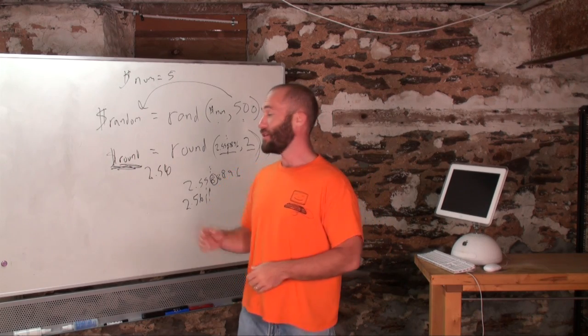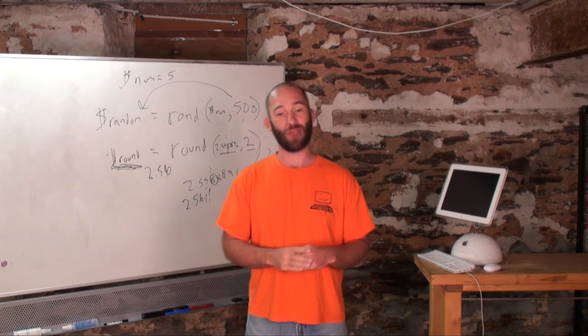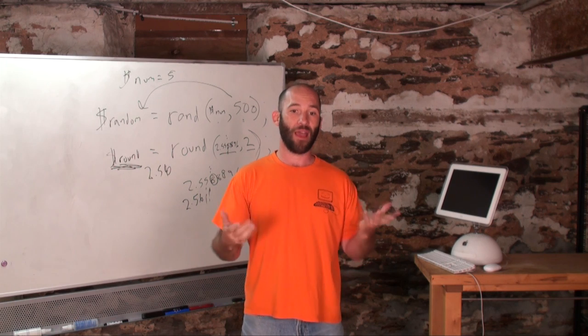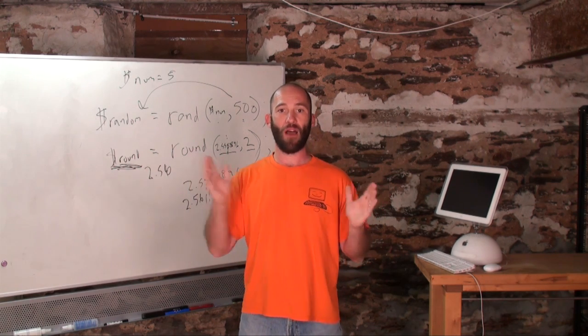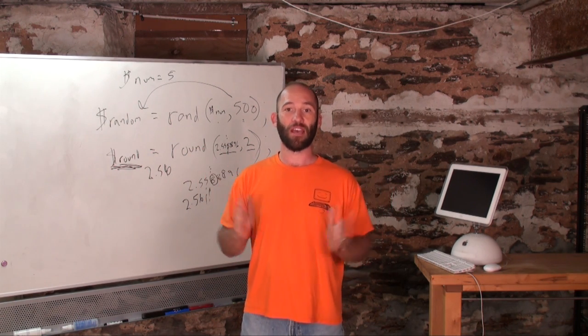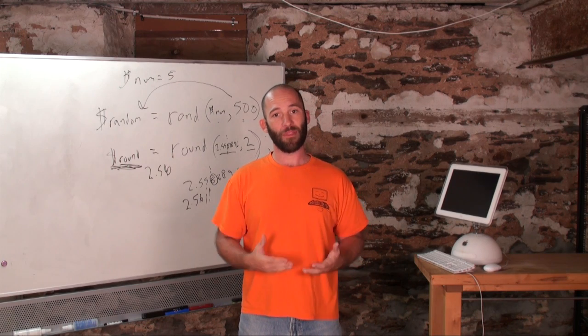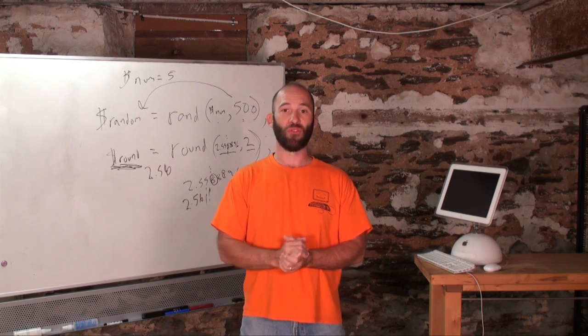And then finally, I showed you how to do both random and round. So random is where we come up with a random number, and round is where we round the number to a specific decimal place. These things will come up in the future, so it's good for you to know them now.